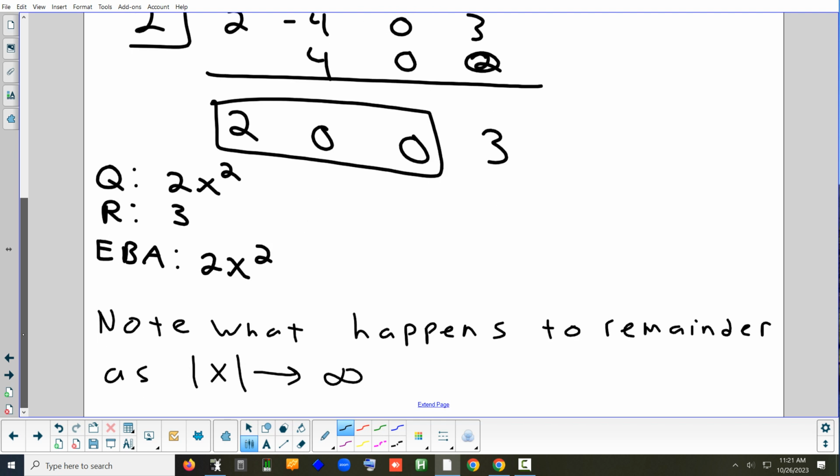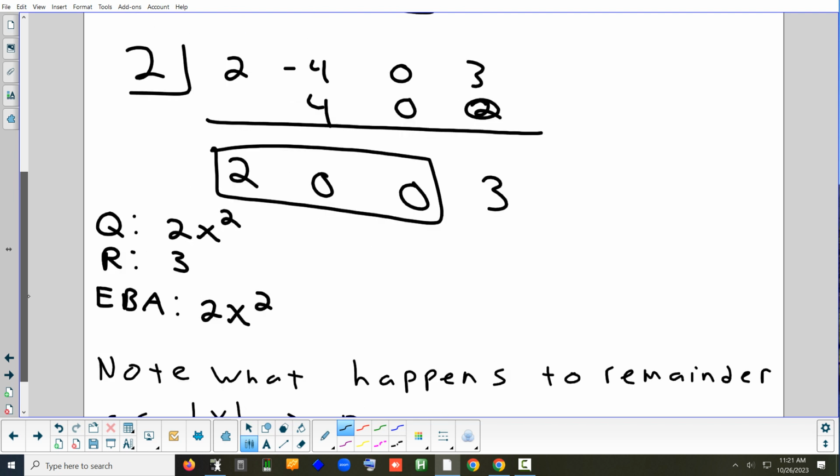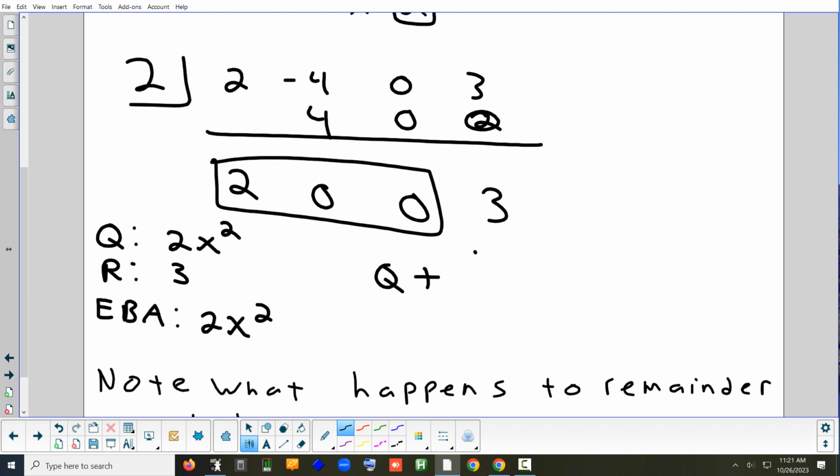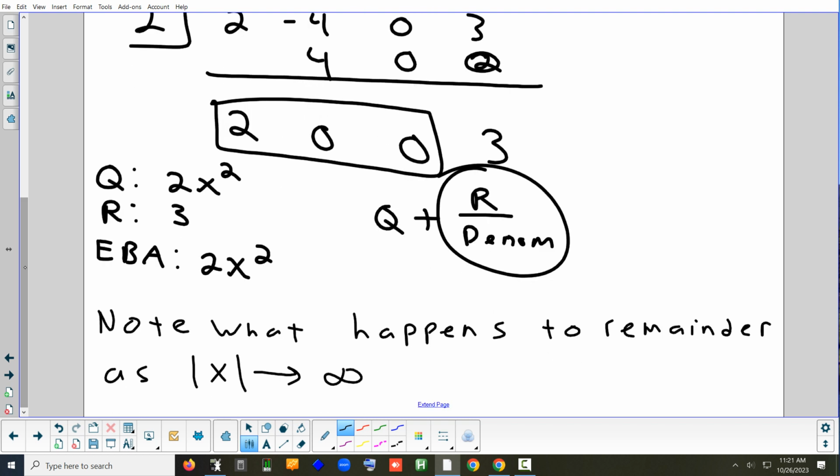And remember, I already answered this. What happens to the remainder as x gets bigger and bigger? Well, if you write it as quotient plus remainder over denominator, I'm really asking what's happening to that. And what happens to it as x gets bigger? It approaches 0. So what happens to the remainder over denominator part? That's a little more accurate. It approaches 0.